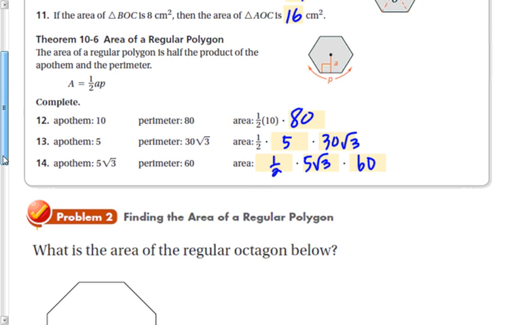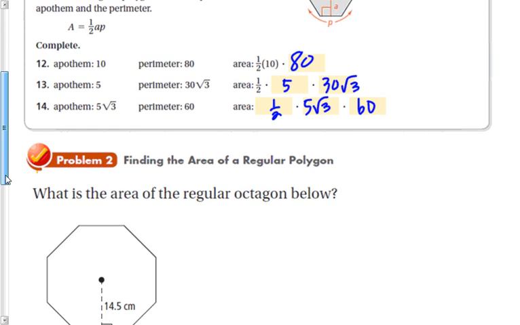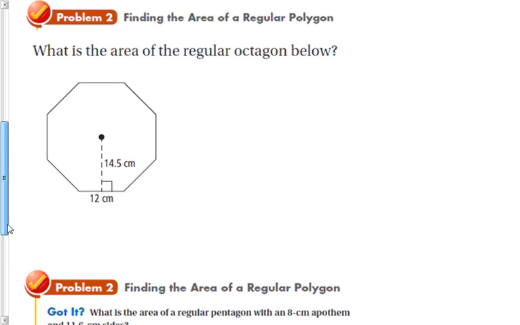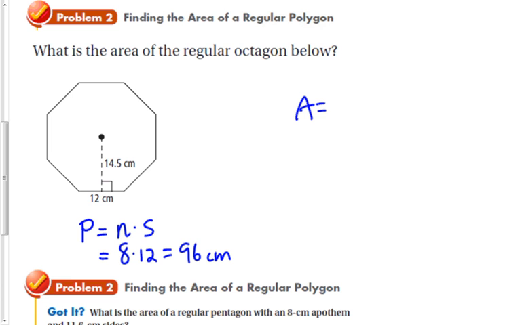All right, so we're going to use this area of a regular polygon as 1/2 the apothem times the perimeter. And so thinking about that, we need to know the perimeter. We're not given that, so let's just write that down. The perimeter is always the number of sides times the length of one side for a regular polygon. And in this case, we have an octagon, which is 8 sides times 12 centimeters for each side is 96 centimeters. And then the area of a regular polygon is 1/2 the apothem times the perimeter.